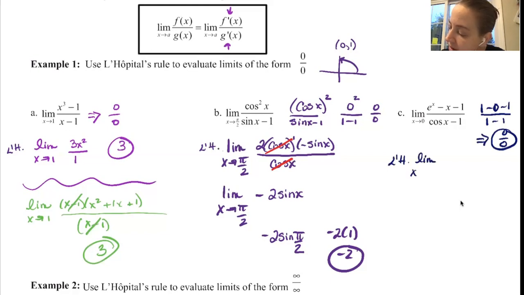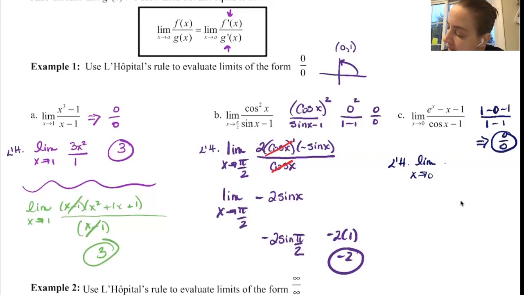So as a reminder, the derivative of e to the x is e to the x. The derivative of x is 1. The derivative of cosine is negative sine. And the derivative of 1 is 0. So now you got to try your 0 again. So e to the 0 is 1, minus 1. Sine of 0 is 0. Well, I've got 0 over 0. So now what do I do? You can do L'Hopital again. So one more time.